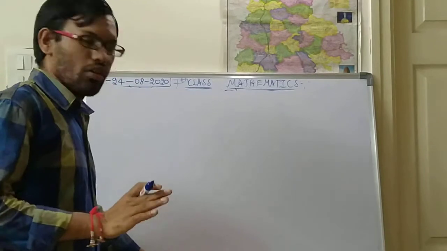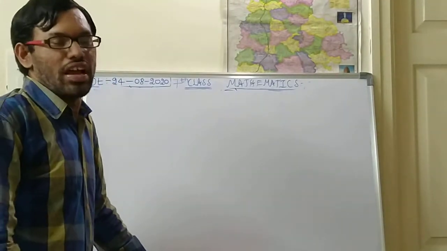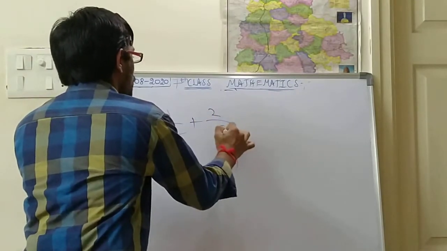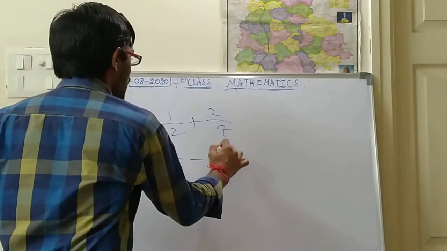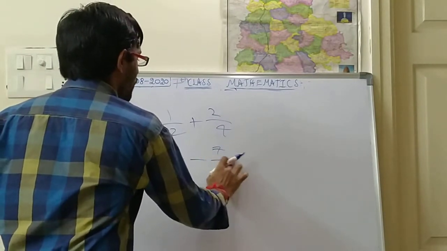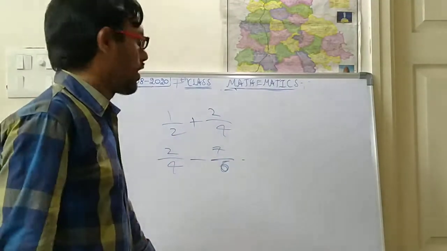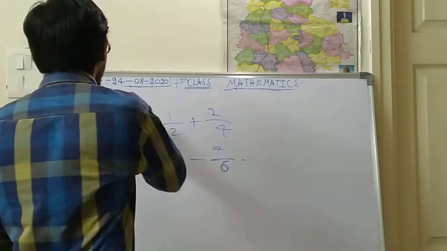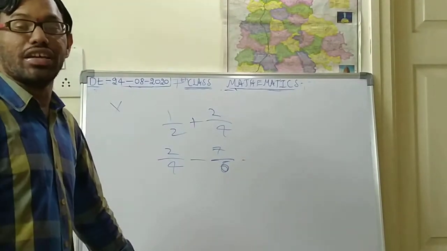Till now we have seen the addition and subtraction of fractions. Is it right, children? That means 1 by 2 plus 2 by 4, and 2 by 4 minus 7 by 6. We have seen like this till now. Addition completed, subtraction completed. So what will happen if multiplication has been kept?